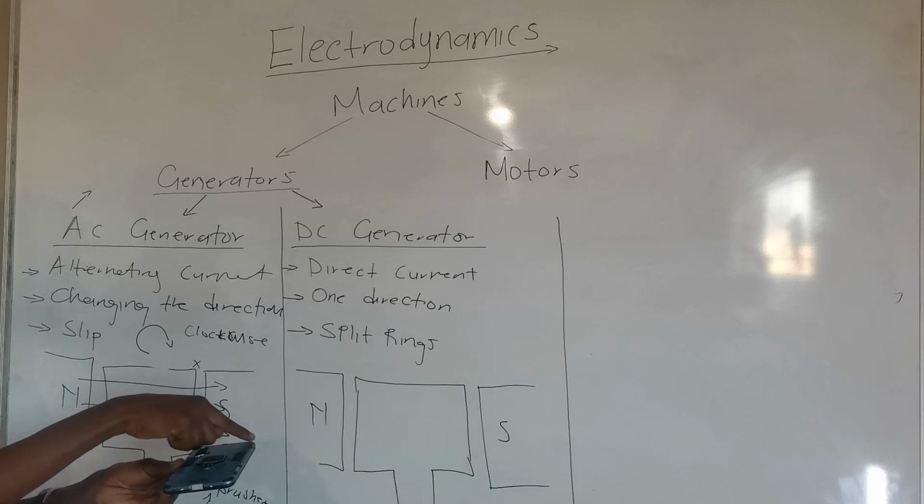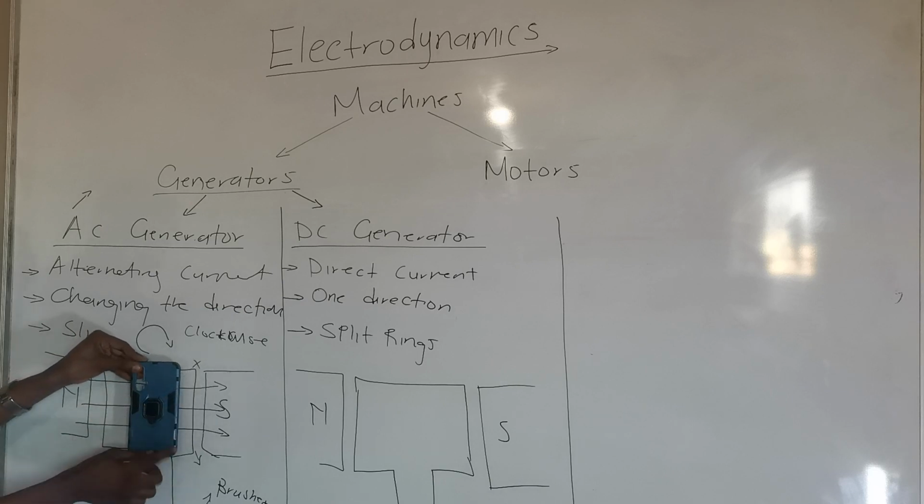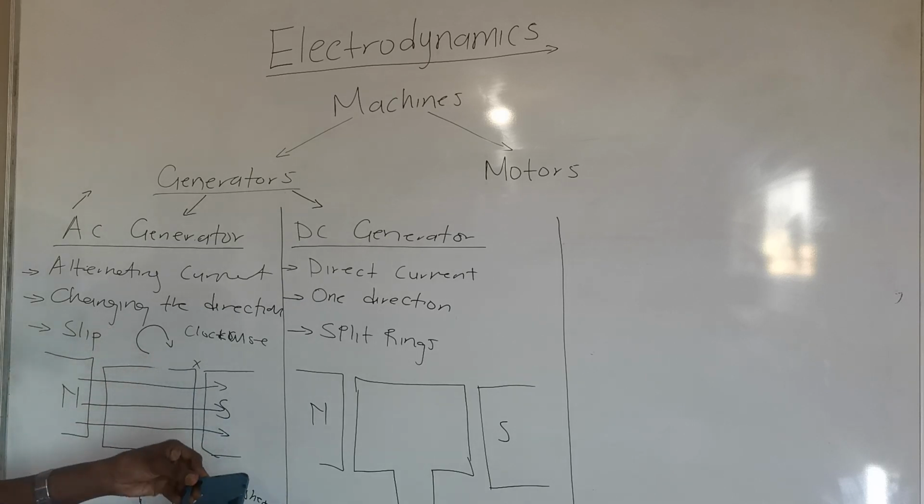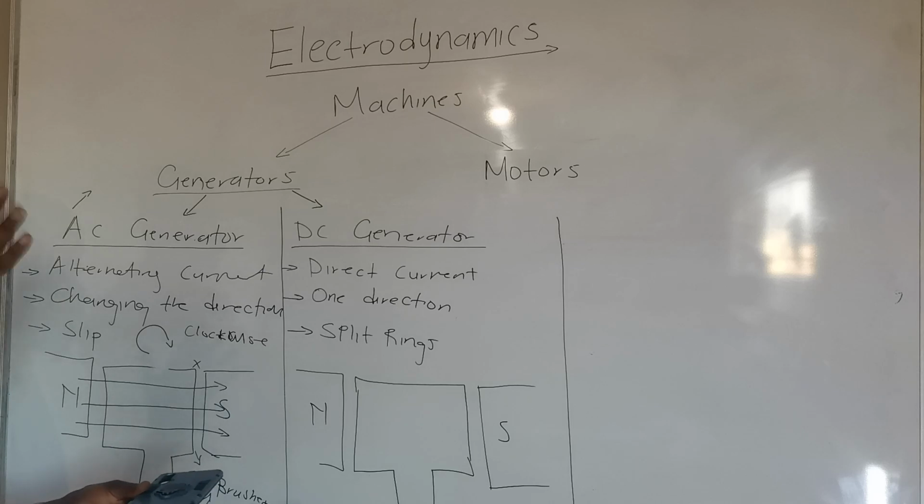So can you see X and Y? Let me do that again. This is my X, this is my Y. I'm taking my armature and putting it horizontal. Now you have your armature, now you have your right hand. Now we are going to try and predict the direction of the current.